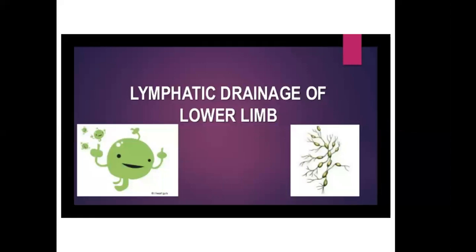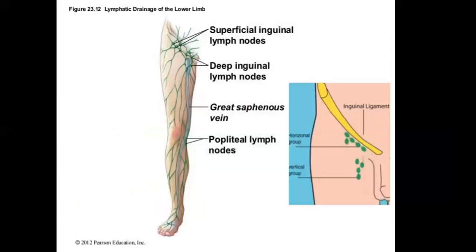The whole of the lymphatics are drained by the lymphatic vessels, and these come to a level where most of the lymph from this lower limb is drained by the inguinal lymph nodes. Inguinal lymph nodes, as the name indicates, are situated in the periphery of the inguinal area, the inguinal ligament. So these are known as inguinal lymph nodes.